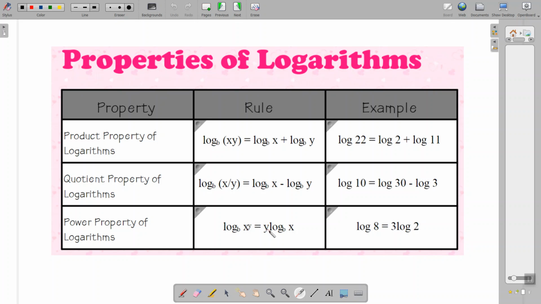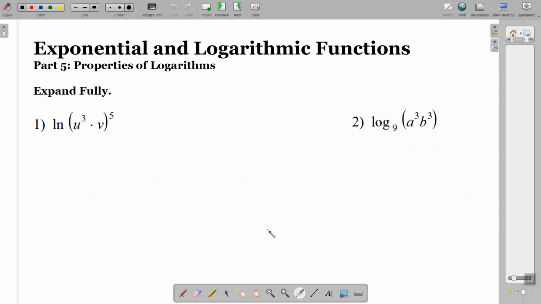So we've got two different types of problems that we're going to look at here. The first of which is expanding. I'm going to give you one logarithm, like in this case, I have a natural log, one log with the base of e.